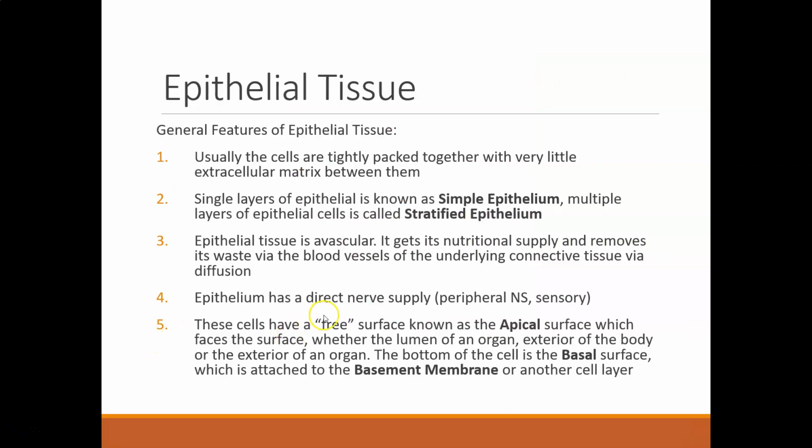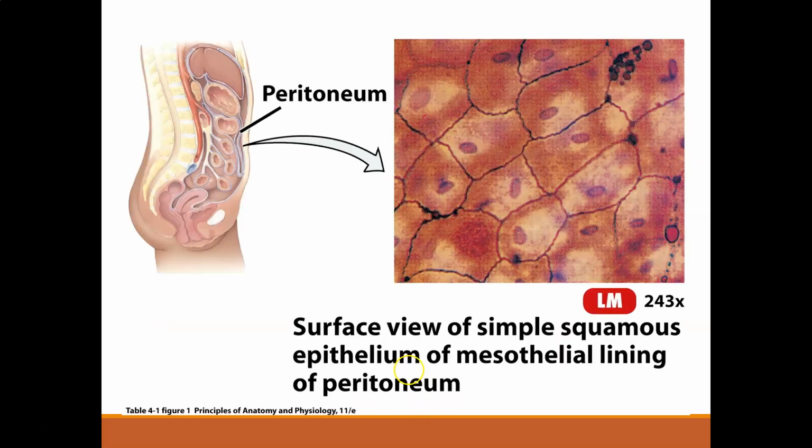So again, we can see here, the cells have a free surface known as the apical, which we just saw, which faces the surface, whether the lumen of the organ or the exterior of the body or the exterior of an organ. And we can see the bottom of the cell is called the basal surface, which we just saw, which is attached to something called the basement membrane or another cell underneath it.